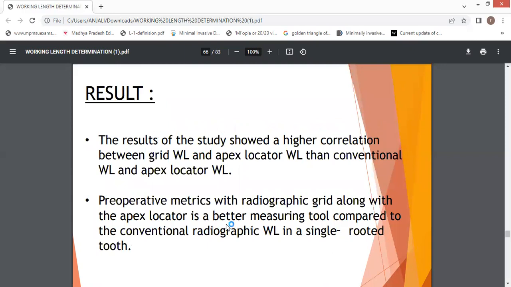Result. The results of the study showed a higher correlation between grid working length and apex locator working length than conventional working length and apex locator working length. Preoperative estimation with radiographic grid along with the apex locator is a better measuring tool compared to the conventional radiographic working length in single rooted teeth.